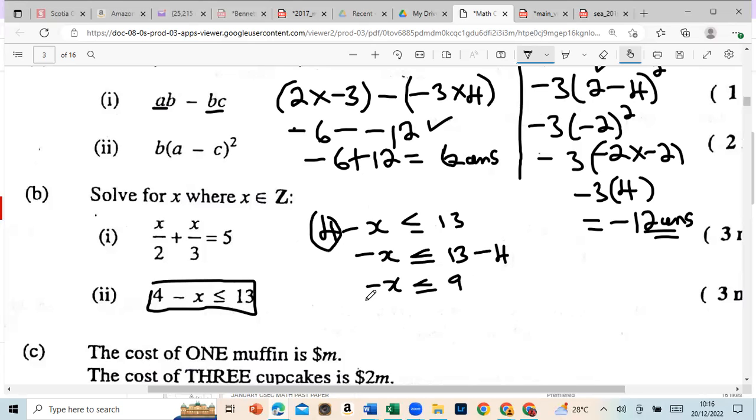And then now we're going to divide by negative 1. So guys, you actually have to change the sign now. Once you divide by a negative, we're going to change the sign.